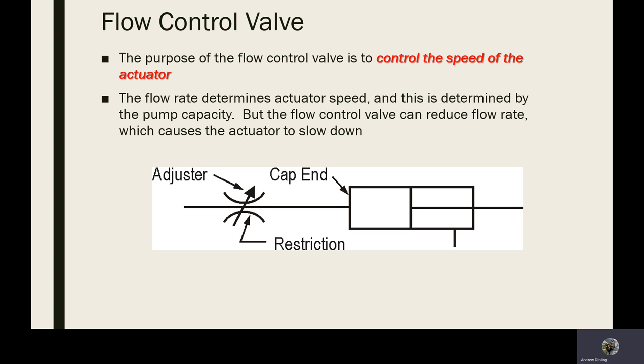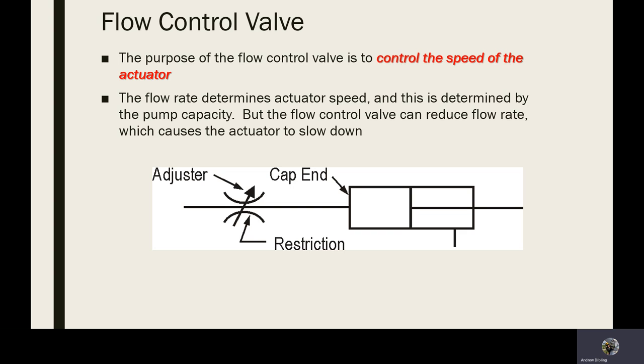Same kind of thing. The fluid is forced through this adjuster to the restriction, which can be used to control the speed. As a result, it will go into the cap end. This will control the speed in both directions. If it had a bypass valve on it, it would control the speed in one direction only. Well, more on those later.